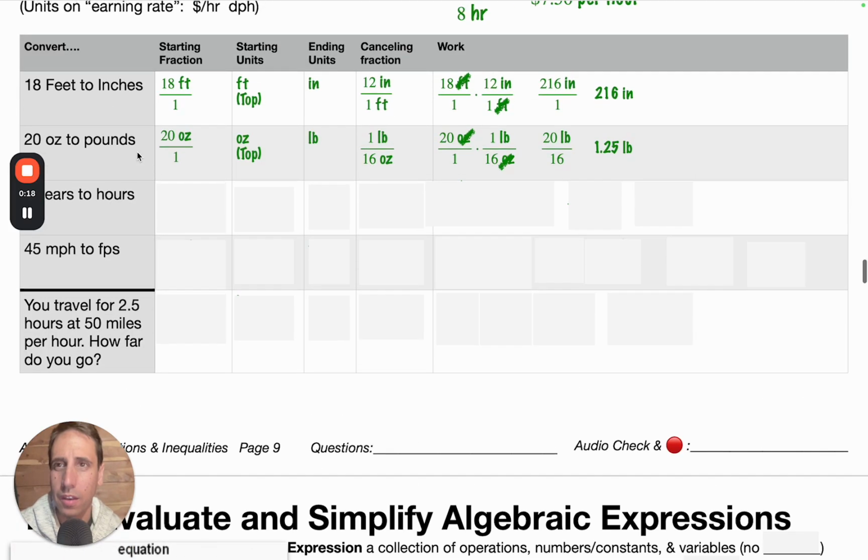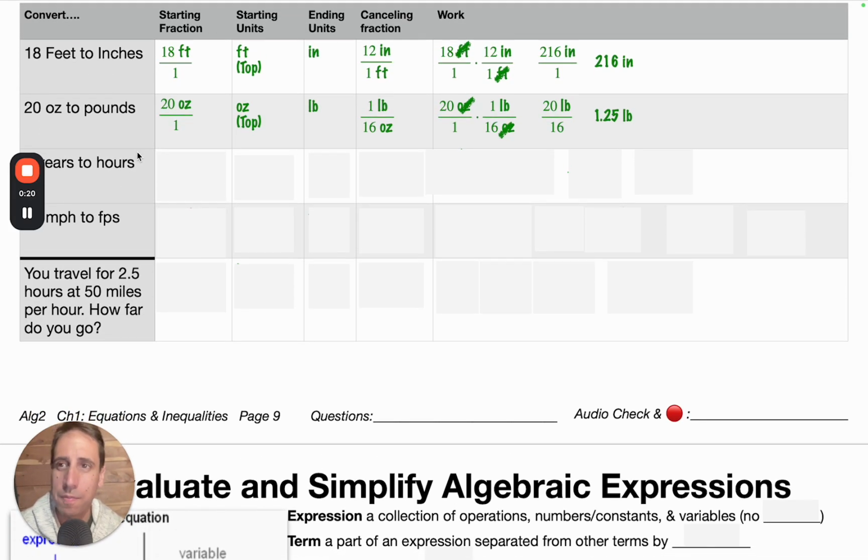Well, again, let's think about the starting fraction. The starting fraction would be, in this case, 3 years over 1. And then the starting units would be years, which are on the top. The ending units are going to be in hours. So the canceling fraction has got to be, we're going to put years not on the top, but on the bottom so that it cancels. And then we'll put days up top. Now, this is not the only canceling fraction. We're going to have quite a few.